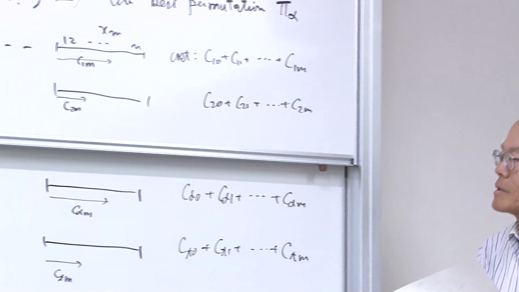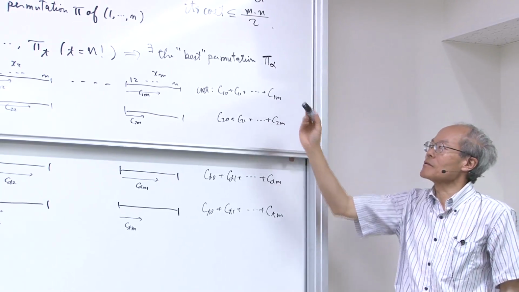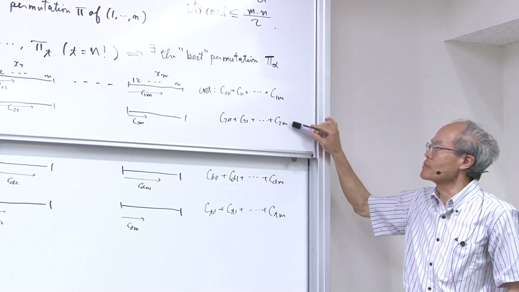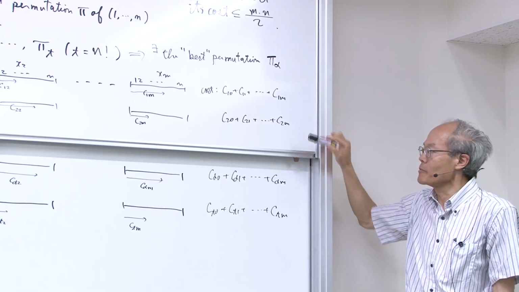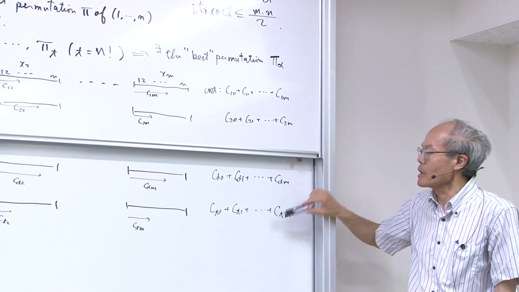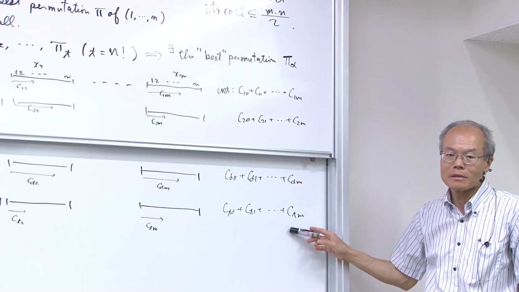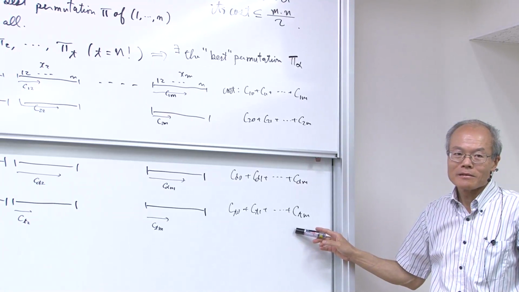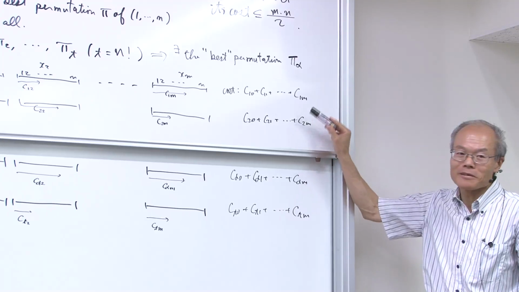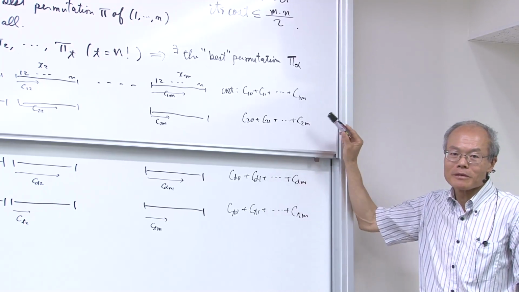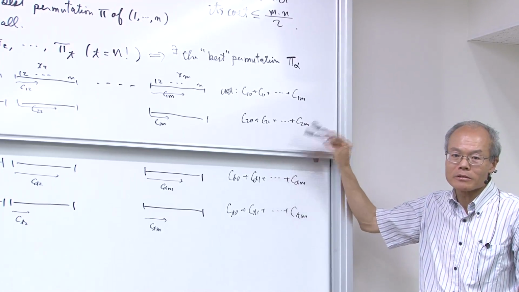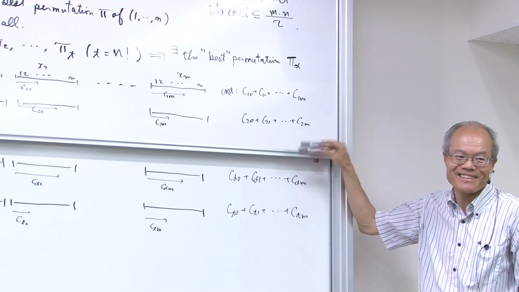This is the cost of permutation pi 1, the cost of permutation pi 2, the cost of permutation pi alpha, and the total cost of permutation pi t. We just look for the minimum cost among these t costs. Okay?